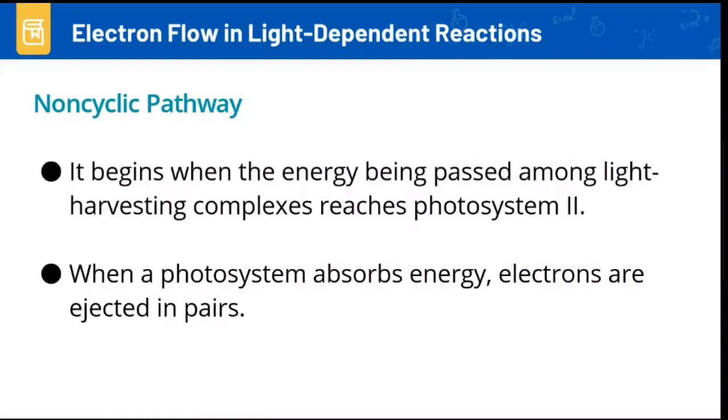At the center of each photosystem is a special pair of your chlorophyll a molecules. When the photosystem absorbs energy, electrons are ejected in pairs. These electrons immediately enter an electron transfer chain in your thylakoid membrane. Now, the non-cyclic pathway is the standard mechanism of your light-dependent reaction.